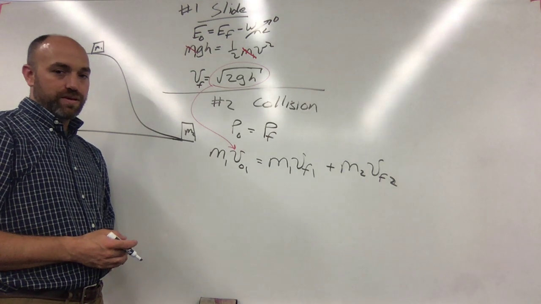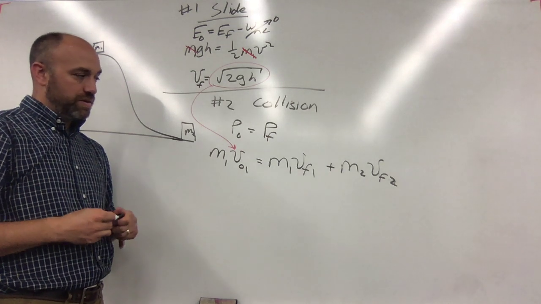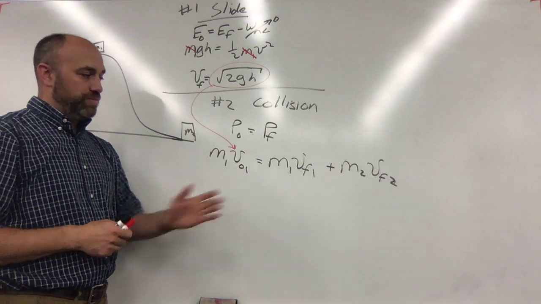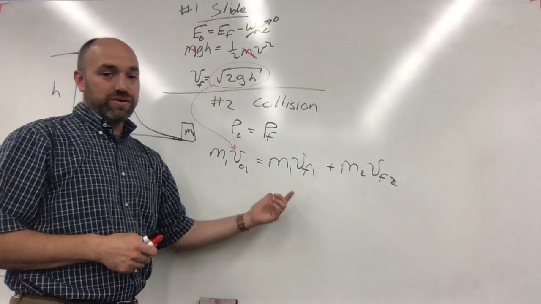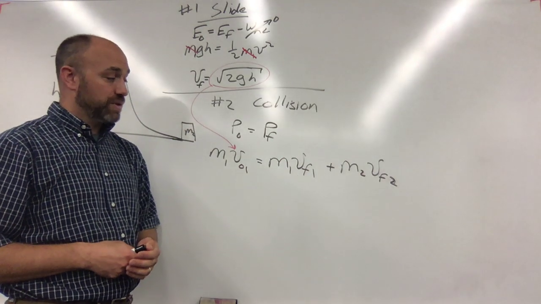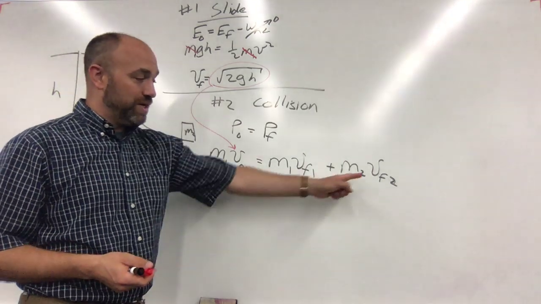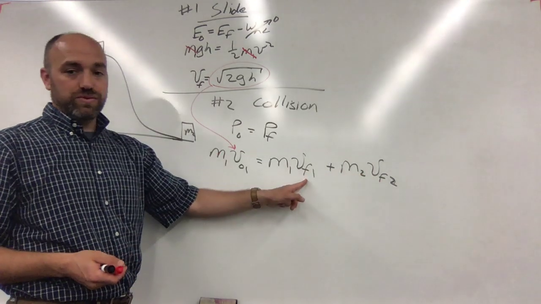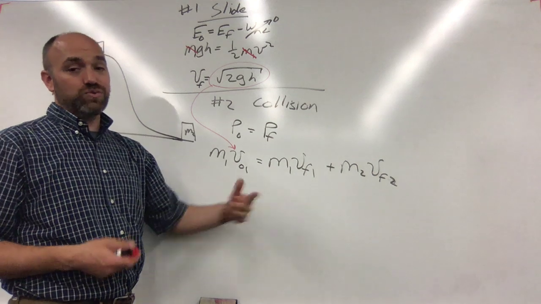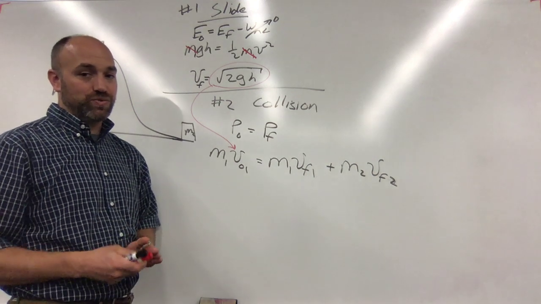Yeah, okay, that makes sense, because they're not stuck together, and it's two objects and they're both moving. Now here's the problem. You've got one equation now with two unknowns. So we can't solve this without another equation. So what's the other equation we need?